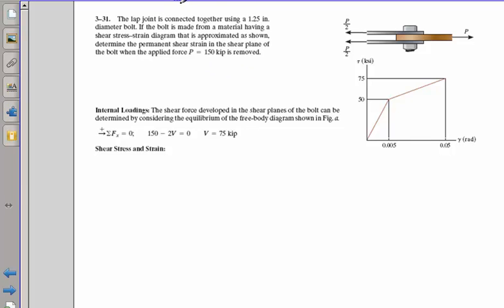Okay, this is problem 3-31. Here you have a lap joint connected together using a 1.25 diameter bolt. You have a 150 kip load being applied here, which means you'll have 75 coming out of this member and 75 coming out of this member here.